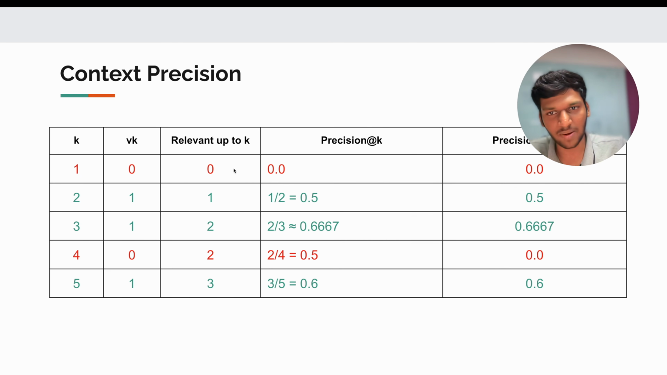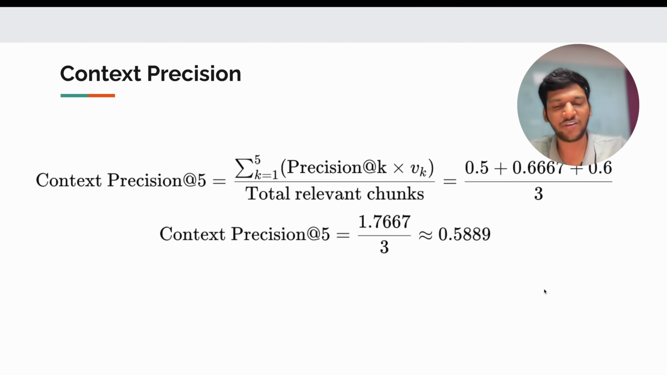Now if we multiply this, right, everything changes. You can see 0.5 comes into the picture, 0.6 comes into the picture because 2 and 3 are relevant. Then the fifth chunk is relevant, 0.6 comes into the picture. If we calculate the context precision now, it is 0.5 plus 0.6 plus 0.6, and we'll also divide by the total relevant chunks. So 1.76 divided by 3 is 0.58. So only 58% is relevant, or 58% is the context precision score.